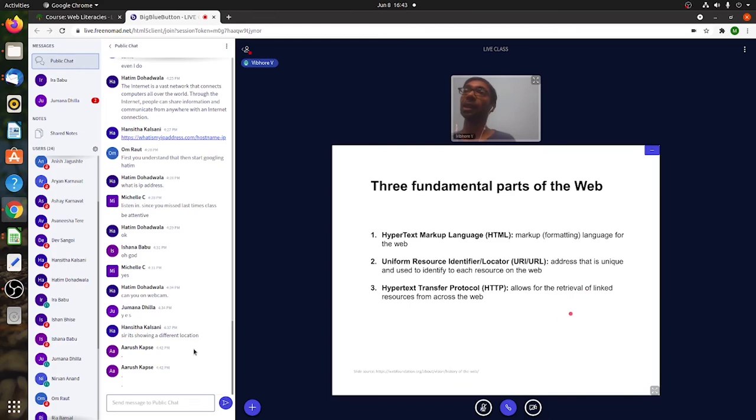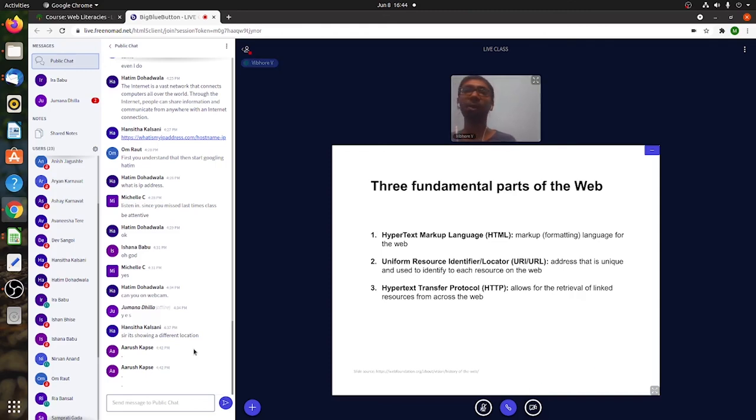Once we have the language and we have the address, the third thing we need is a way of transmitting, of transferring things from one computer to another. And that's where the third thing comes, which is HTTP, Hypertext Transfer Protocol, right? So the language, the location, and the transfer protocol, those are the three things that define the World Wide Web. I know these are a bunch of terms and concepts, but we'll try to do some more examples and analogies so you can see what these really mean.